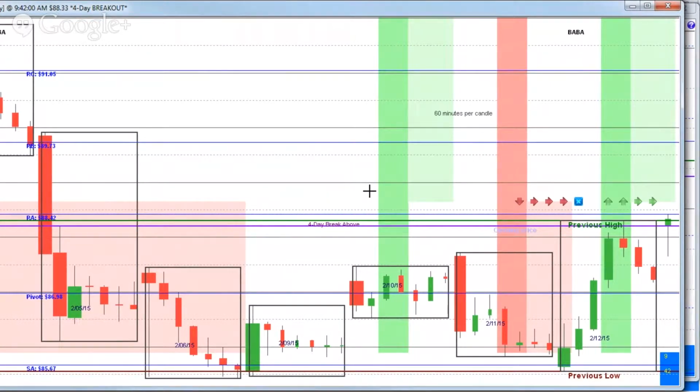Steve, any comments? No, it looks pretty good right now. Definitely want to see about these gaps.